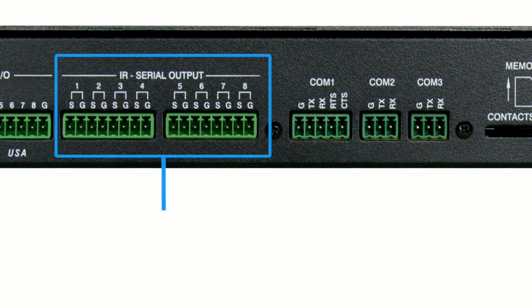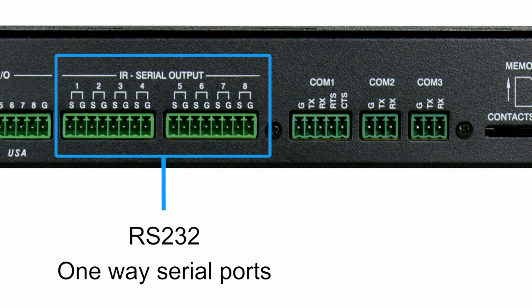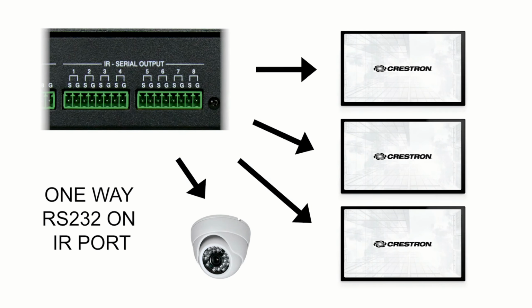It's also possible for the programmer to configure any infrared port to act instead as a one-way serial port. For example, the CP3 shown has 3 serial ports. However, perhaps the system has 4 serial devices. If only one of those 4 devices needs to be sent a command and will not return any information back to us, we can take advantage of a spare IR port instead.